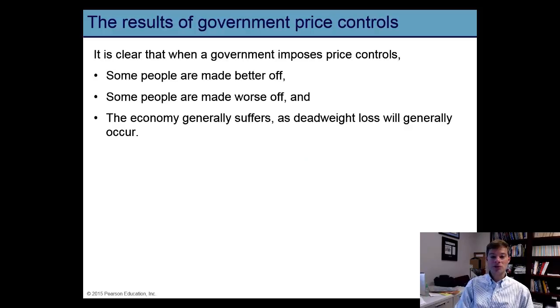So in conclusion, we see that with government price controls, some individuals and players in a market are made better off, and some individuals in the market are made worse off. But on the whole, when you combine the people who are made better off and the people who are made worse off, price controls that move markets away from their equilibrium prices create deadweight loss and make markets as a whole worse off. This is because price controls eliminate mutually beneficial voluntary transactions.